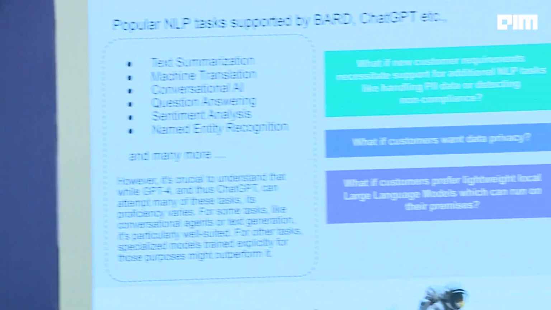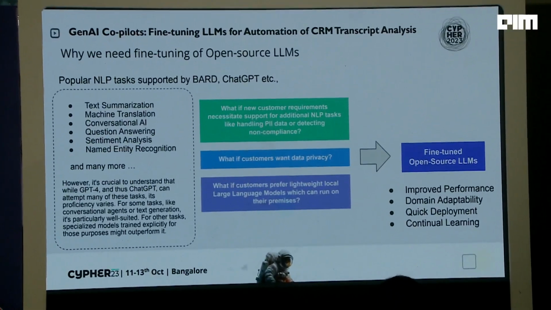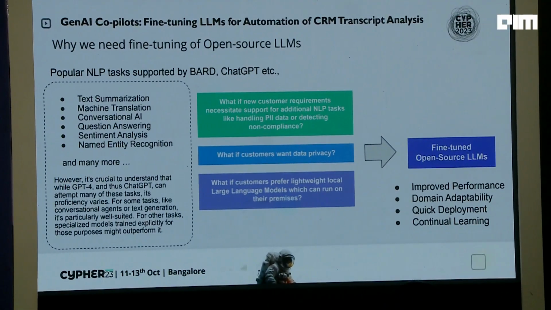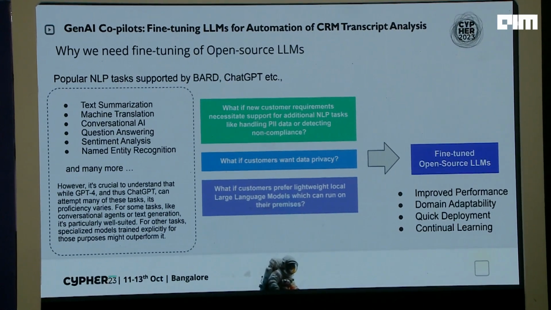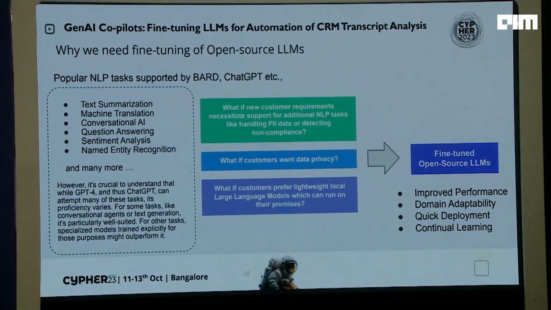All right. So let's talk about why we need fine-tuning. All these models, ChatGPT, Bard from Google, all of these models actually, out of the box, support many NLP tasks. Text summarization, machine translation, conversational AI, question answering, sentiment analysis. They support it right out of the box. You don't have to program anything. But then these are generalist models. These are not specialist models. Let's take one example.